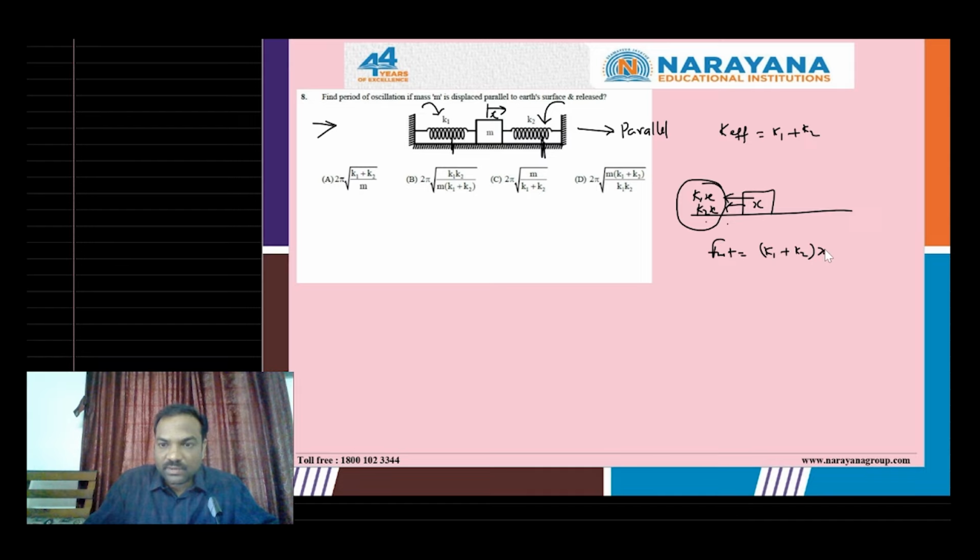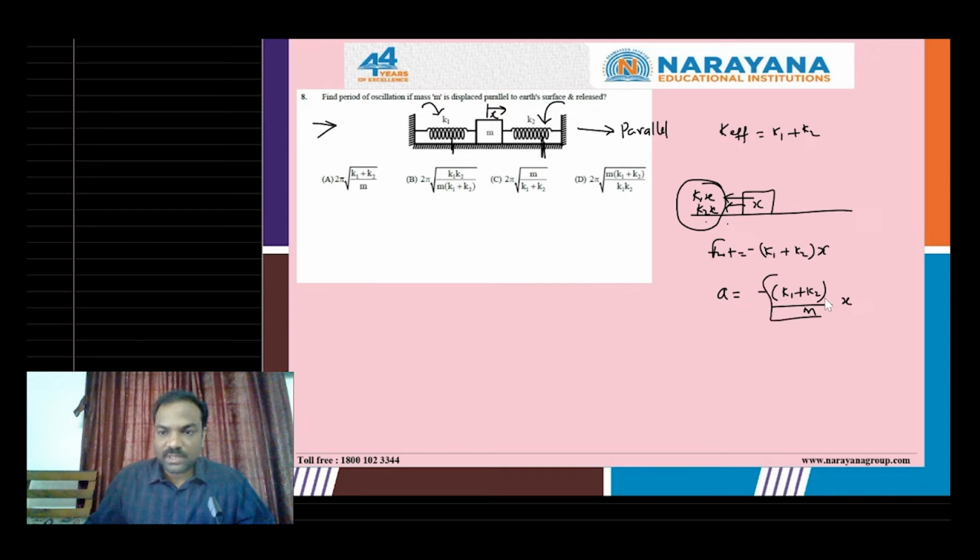If you want, you can keep minus. Why? Because the block is displaced in the rightward sense, then net force is acting in the leftward sense. So that's why I'm keeping a negative sign. Then the acceleration is equal to minus of k1 plus k2 by m into x.